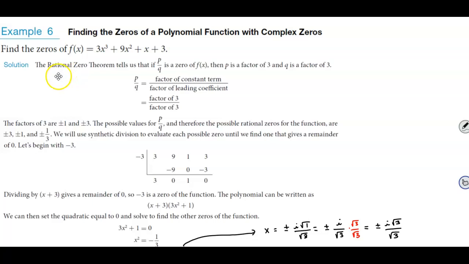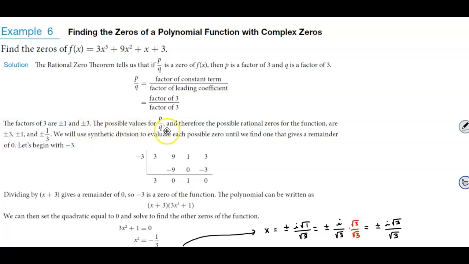So we're going to continue to find the rational zeros using the rational zero theorem, which tells us that if p over q is a zero of the function, then p is a factor of 3 and q is a factor of 3. So remember that p over q is equal to the factor of the constant term divided by the factor of the leading coefficient. So the factor of 3 divided by the factor of 3. So the factors of 3 are plus or minus 1 and plus or minus 3.